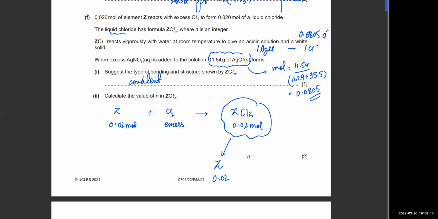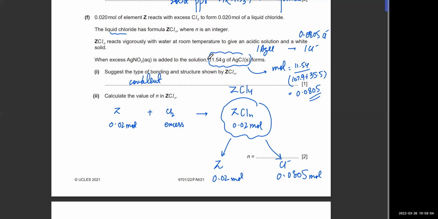How many Cl ions will be produced? 0.0805. When he made this precipitate, where were the Cl ions coming from? They were coming from this chloride, which was 0.02 moles. All the Cl ions that formed the precipitate came from it. So all these 0.0805 moles are coming from this. What is the ratio? How many Cl ions are present in one molecule? The ratio is 0.02 to 0.0805, which is 4. So the formula would be ZCl4.